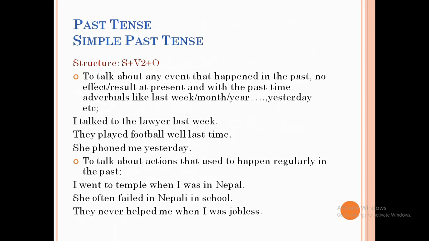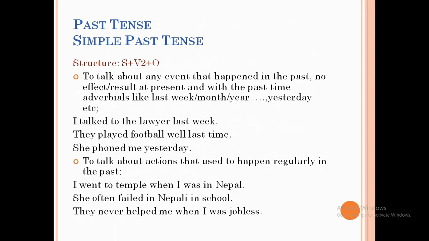Now let's discuss in what situation we can use simple past tense. It is used to talk about any event or action that happened in the past, with no effect or result at present. That happened in the past and at present we cannot see any effect or result of the action. It is used with past time adverbials like last week, last month, last year, yesterday, etc.